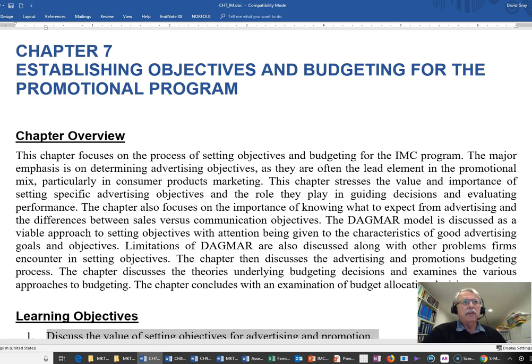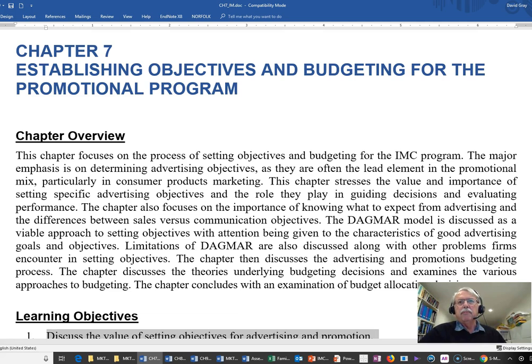IMC program, looking at the promotional mix, particularly in consumer goods marketing. But of course, it also has significant relevance in B2B activities as well. It's looked at in Chapter 7. It focuses on the differences between sales and communications objectives, looks at the Dagmar model and the different kind of approaches you can take to setting objectives, and looking at the characteristics of good advertising goals and objectives. In addition, it looks at some of the limitations of the models and then discusses the budgeting process.